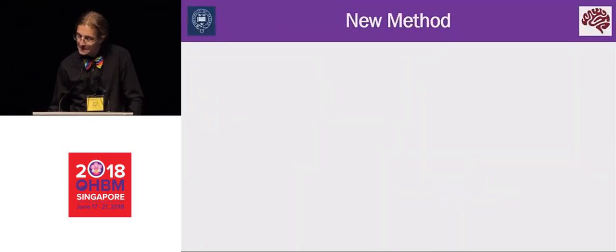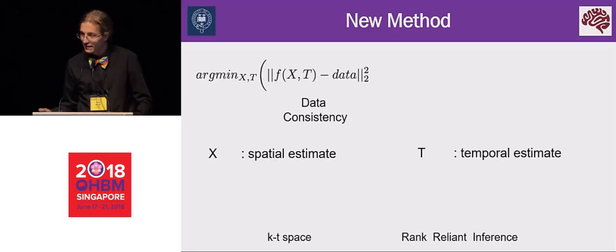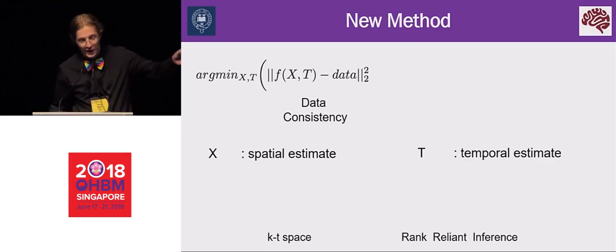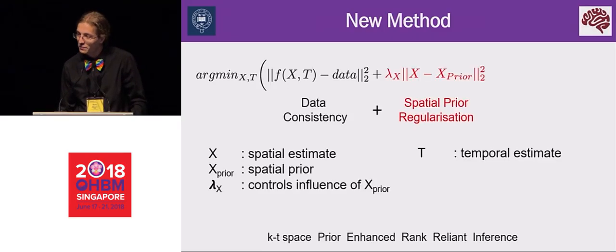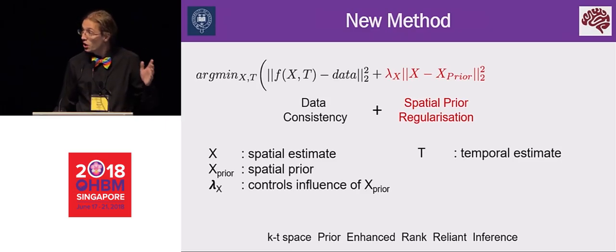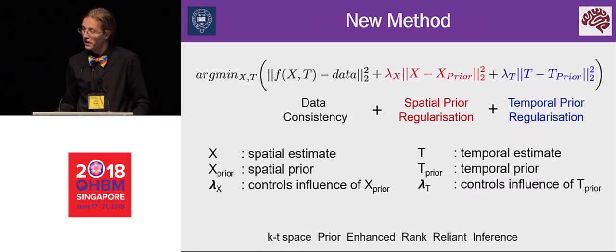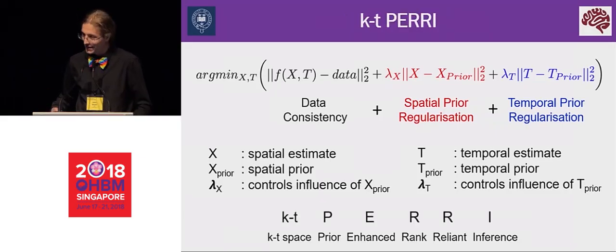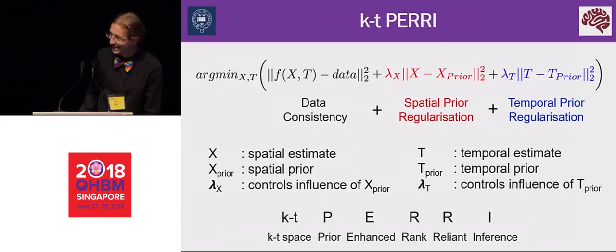All right, now the big question. What do you call a new method? So this is some of the KT FASTER method. This is our low rank term. This is our data consistency term. We've got a KT, we've got an R for rank. We're going to add the prior information slowly. So the spatial prior is controlled by a lambda value, which is how much we care about this central K-space. Add a temporal prior, and so we've got KT, a P, and an R. Katy Perry. What a great name that is for a method.